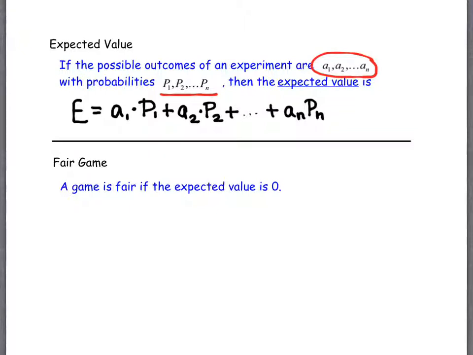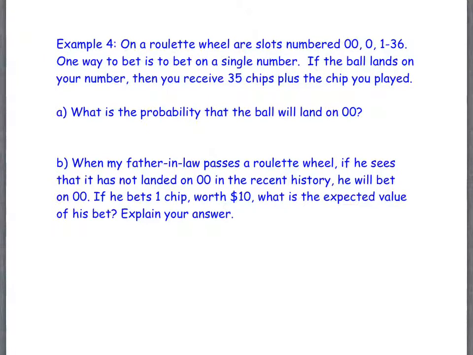All right, a game is considered fair if the expected value is 0. So if you get an expected value out of your game of 0, then you have a fair game. We're going to see how that plays out with some of our casino examples in a moment. Here, we're going to first talk about a roulette wheel.